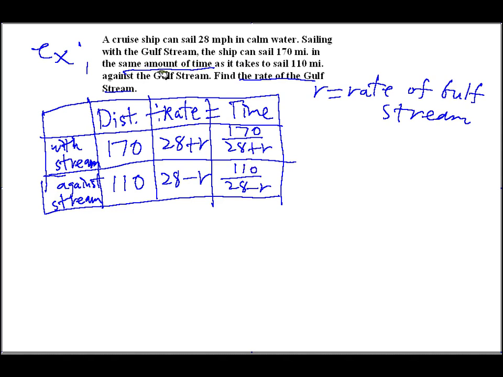Same amount of time. Key words there, okay? So therefore the equation we come up with in this problem is 170 over 28 plus R equal to 110 over 28 minus R. All right, can we see that? That's the equation we have to solve.